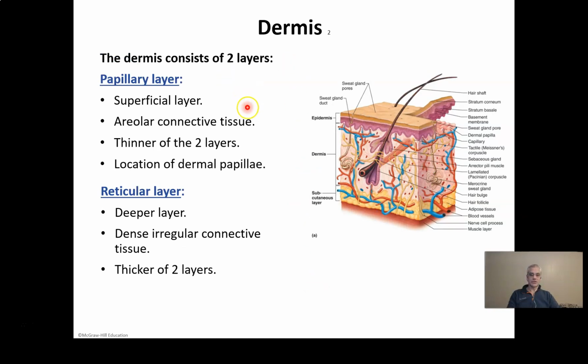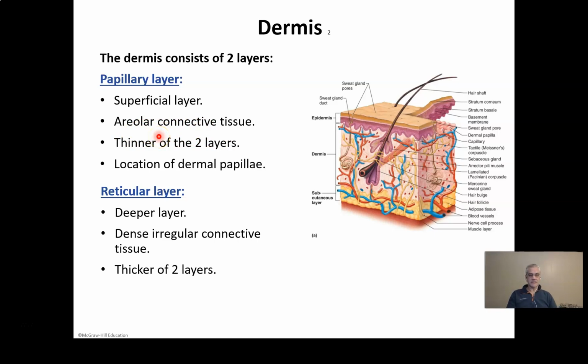All right, dermis again. We got two layers in the dermis. The more superficial layer is referred to as the papillary layer. Papillary, and so think of these ridges and valleys, right? The dermal papilla. That is also where the papillary layer of the dermis is. Makes sense. Right, the papillary layer is areolar connective tissue.